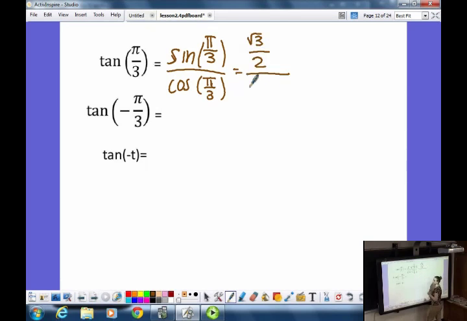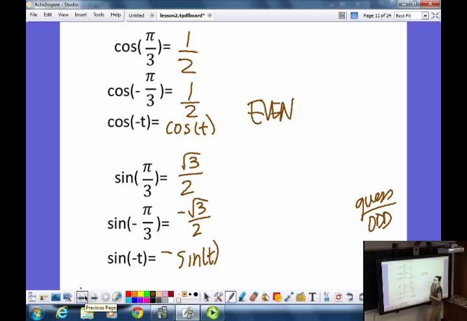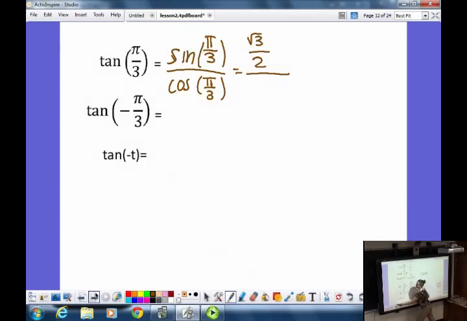What was our cosine? 1/2. So if I simplify this fraction, what do I get? Square root 3. Yep, just radical 3, square root 3. Because the 2's in the denominators will divide out, so we simplify to 1.